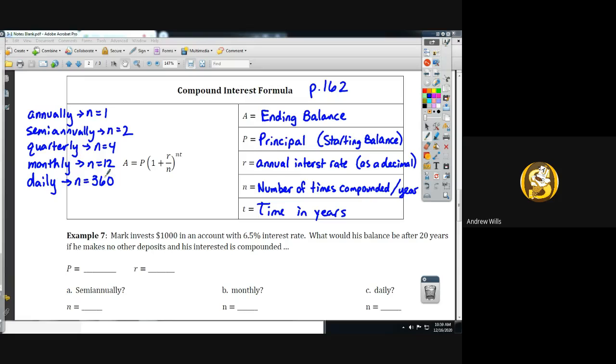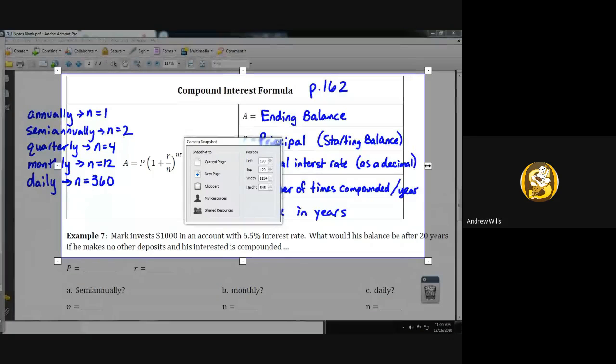We are going to be using that here in the rest of our examples as we finish out. I'm going to grab a picture of this real quick and throw it into our notes there, and then we will continue to the examples.